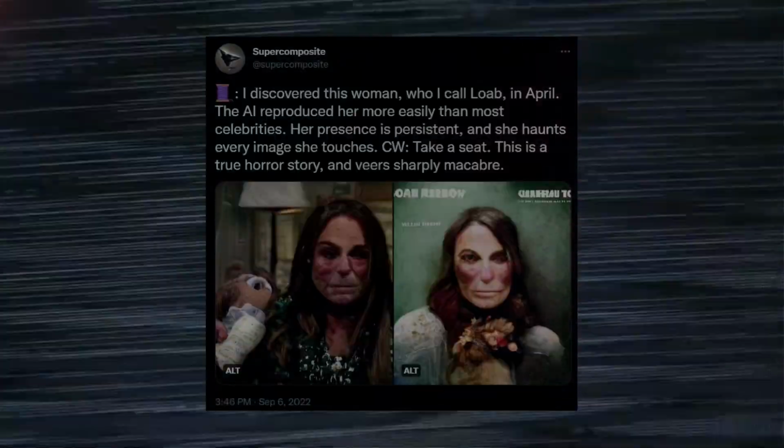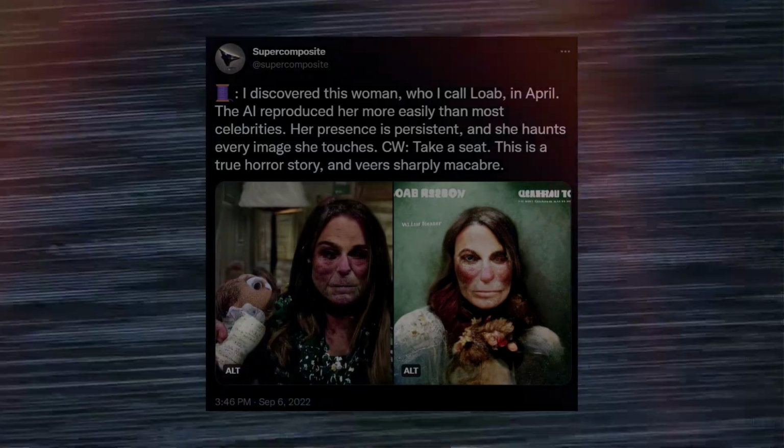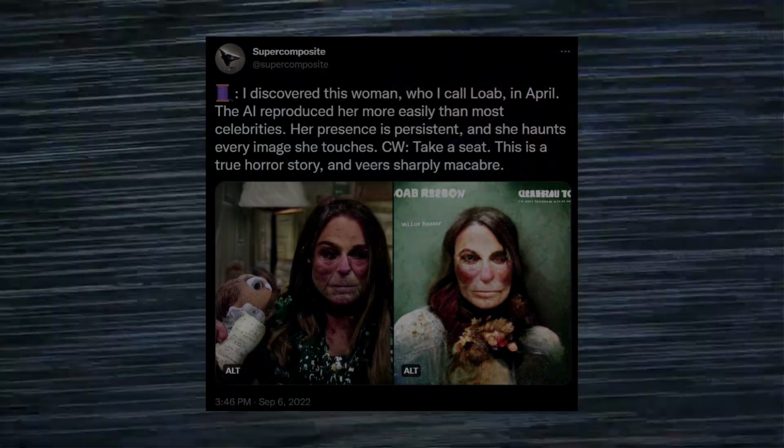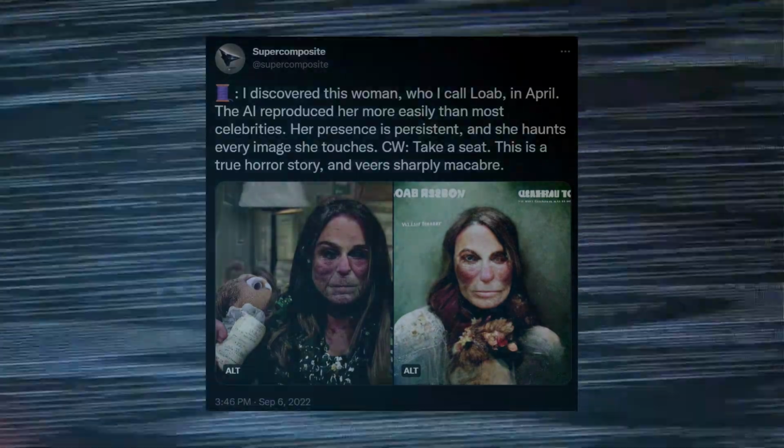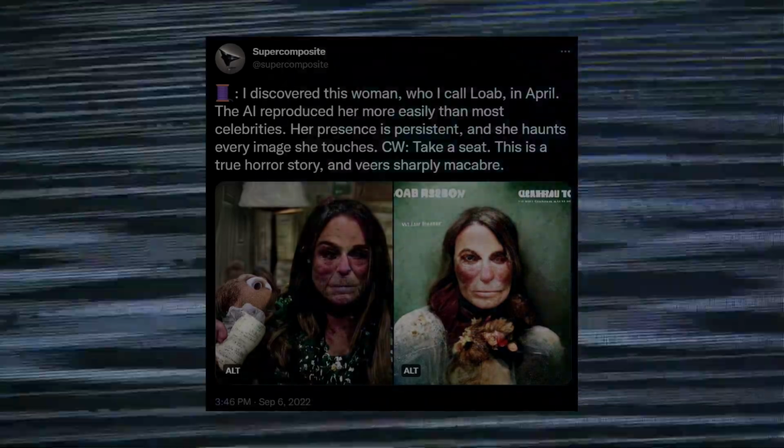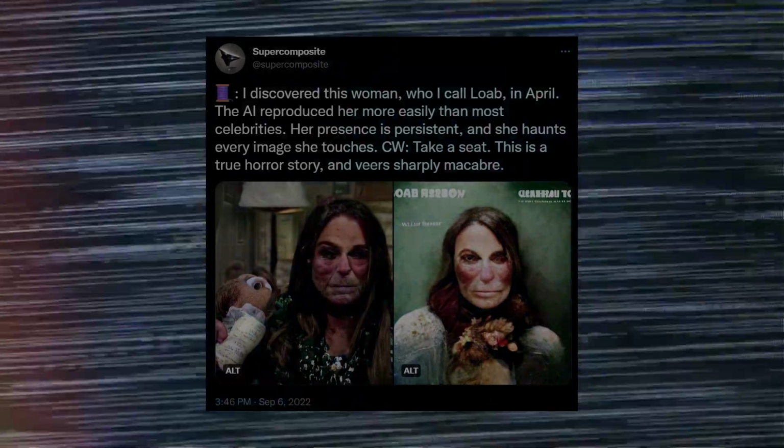On September 6, 2022, Twitter user Supercomposite created a thread. It began with this: "I discovered this woman who I call LOAB in April. The AI reproduced her more easily than most celebrities. Her presence is persistent and she haunts every image she touches. Take a seat. This is a true horror story and veers sharply macabre."